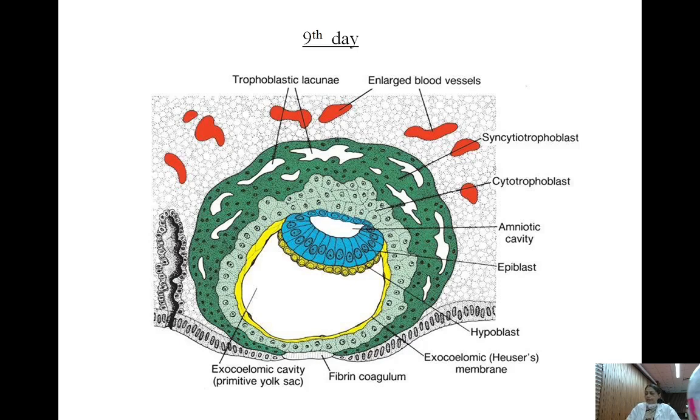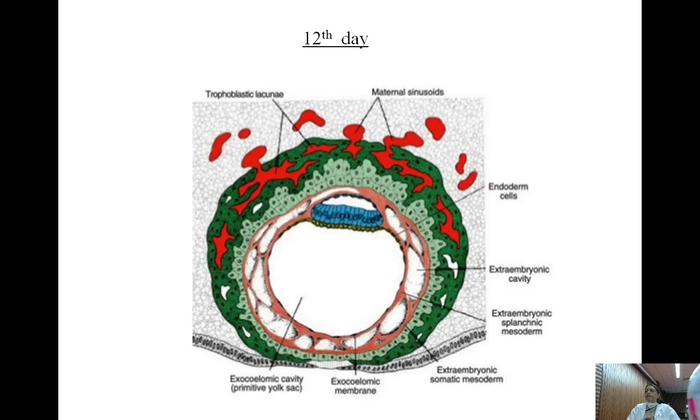Now the lacunae have appeared, and the syncytiotrophoblast will proliferate soon and enter into the blood vessels. They will erode the blood vessel walls, and as a result, the dilated maternal blood vessels, known as the maternal sinusoids, will pour blood into this trophoblastic lacuna. So the lacunae are filled up with maternal blood.